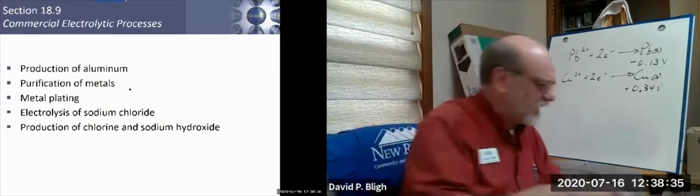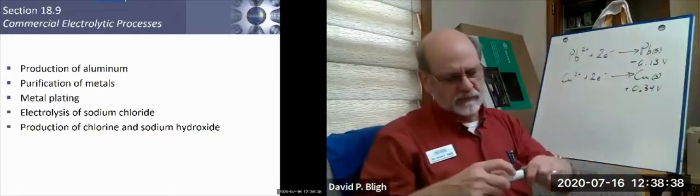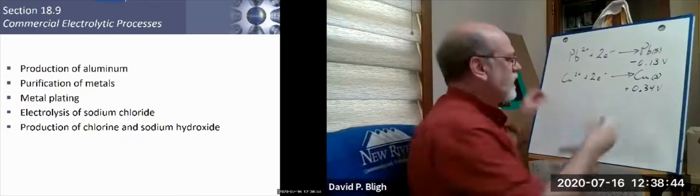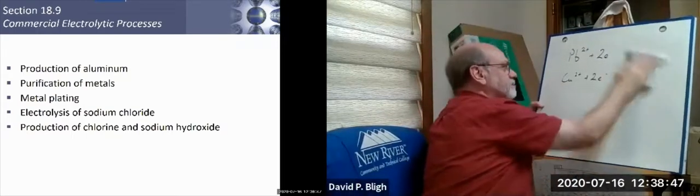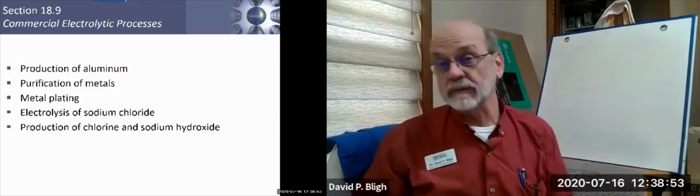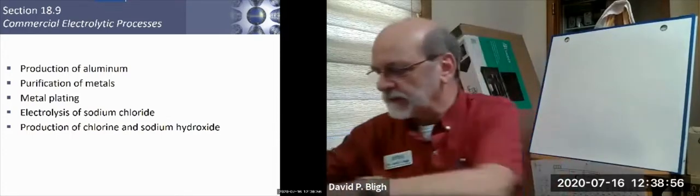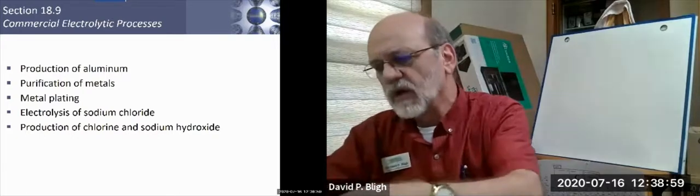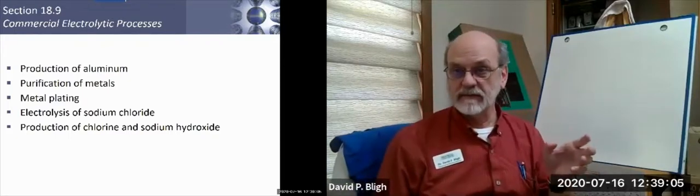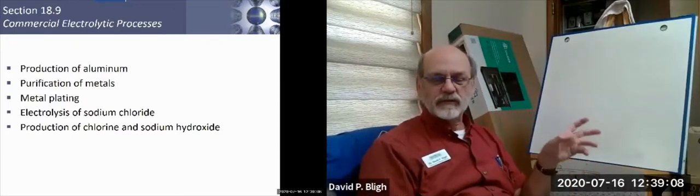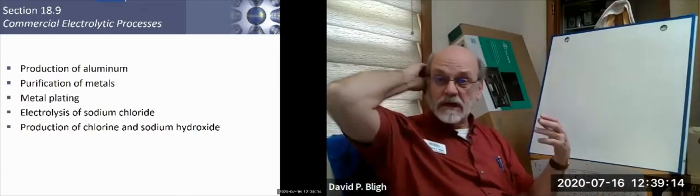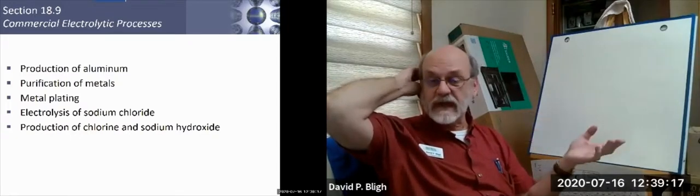All right, so what commercial electrolytic processes are used? Probably the greatest economic activity for electrolysis is in the production of aluminum. Aluminum, for the longest time, could only be produced by chemical means. You'd have a chemical reaction, the aluminum would precipitate out, and eventually you'd collect enough to make something out of it.